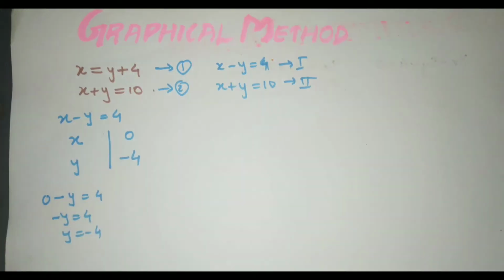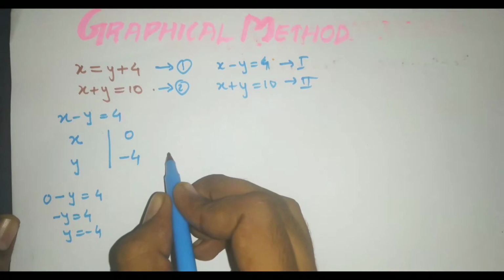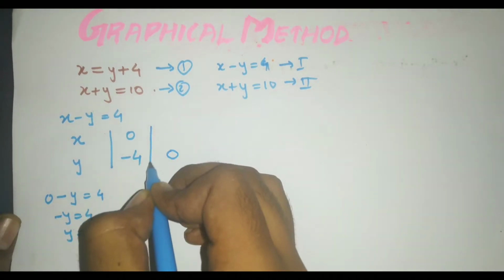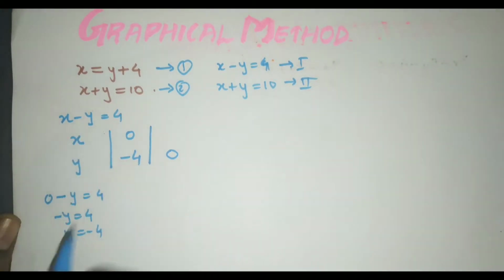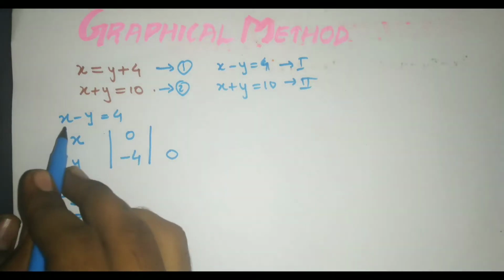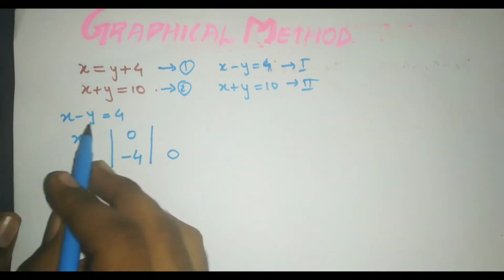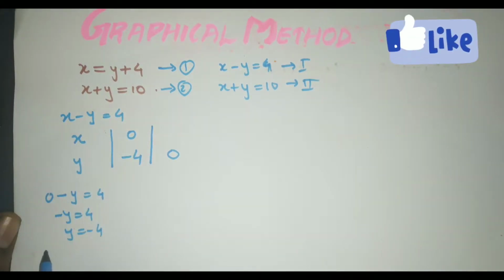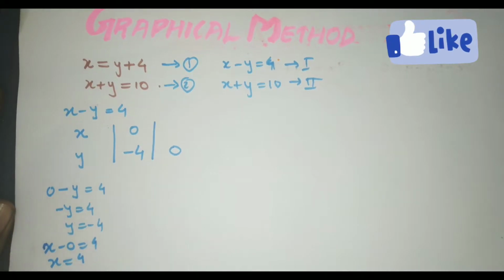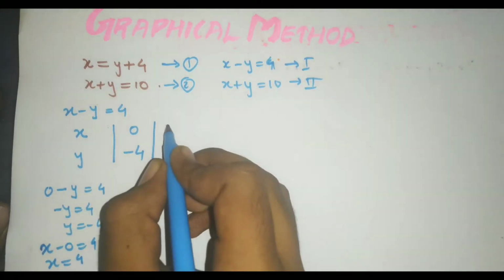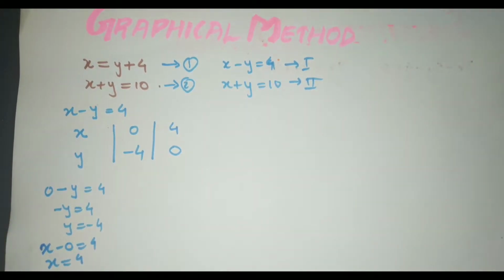Now I'll try putting y as 0. When I put y as 0, what will I get? x minus y is equal to 4, right? So I have to substitute 0 here. So x minus 0 equal to 4, so x equals 4. We can write this as 4.